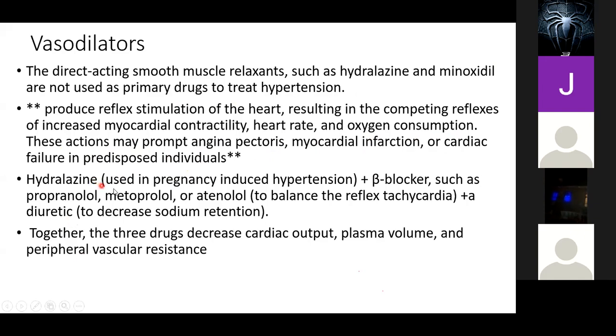Okay, so we have hydralazine, which is used in pregnancy-induced hypertension. Please remember this: hydralazine is used in pregnancy-induced hypertension, and is mostly accompanied with a beta blocker such as propranolol, metoprolol, and atenolol to balance the reflex tachycardia, and a diuretic to decrease sodium retention. Together, the three drugs help decrease cardiac output, plasma volume, and peripheral vascular resistance in pregnant women.